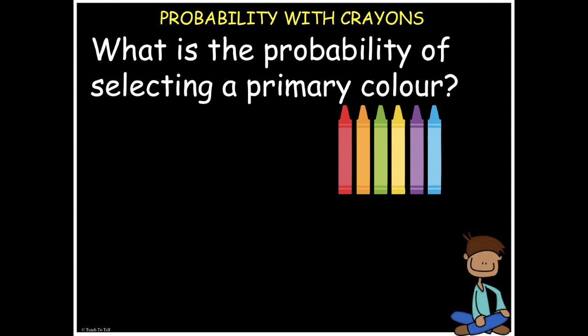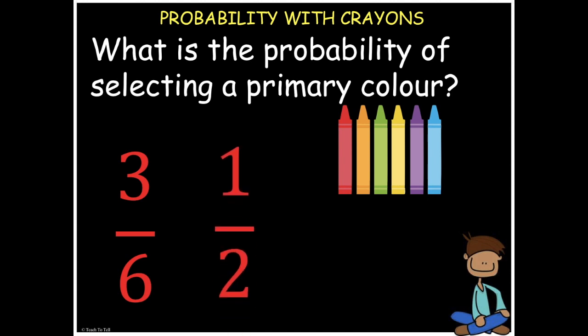What is the probability of selecting a primary color? So in order to know this, you need to know what your primary colors are. They are 3 out of 6. Your primary colors are your red, blue, and yellow.